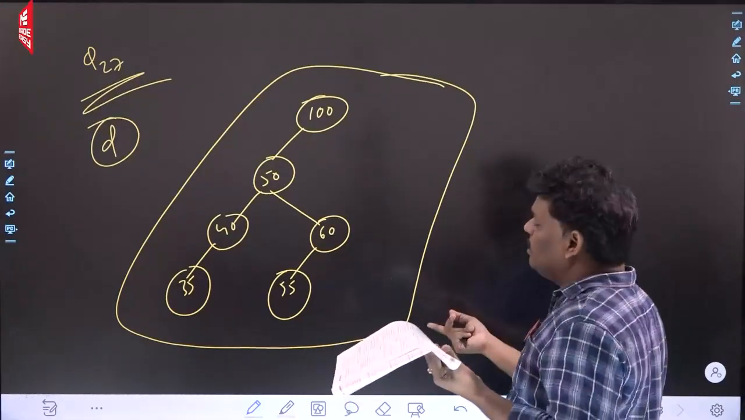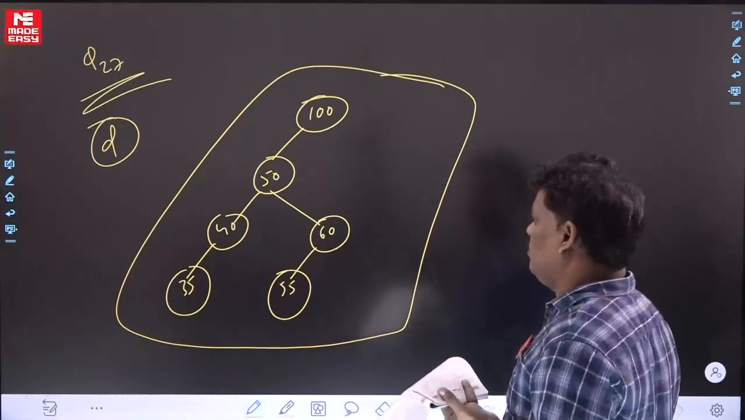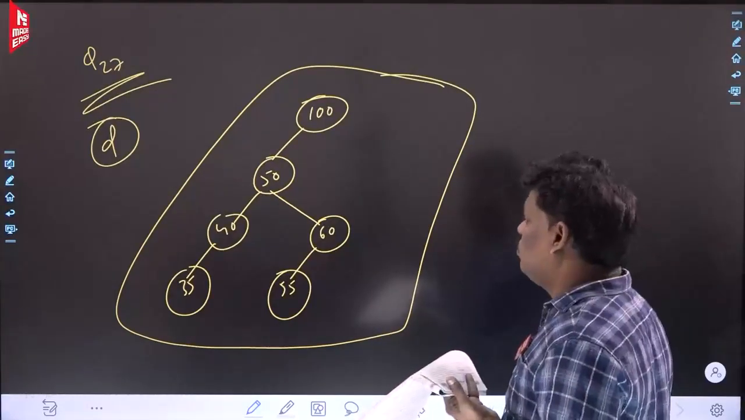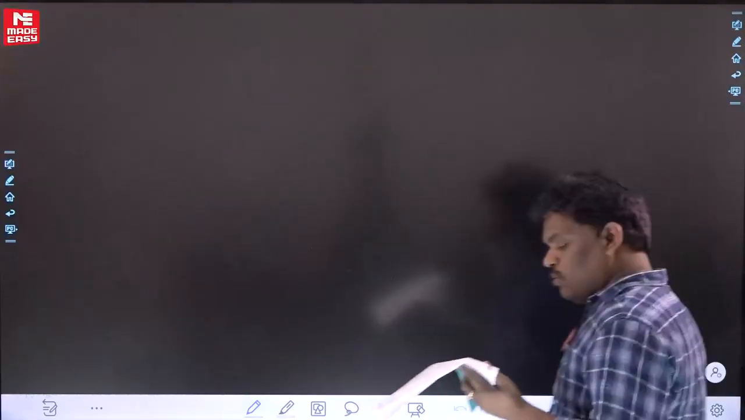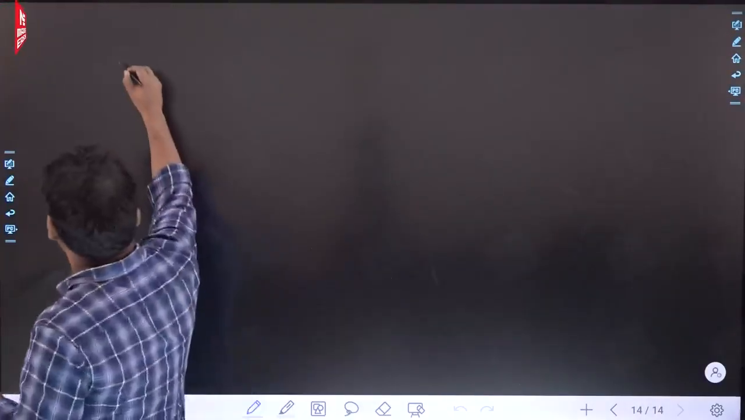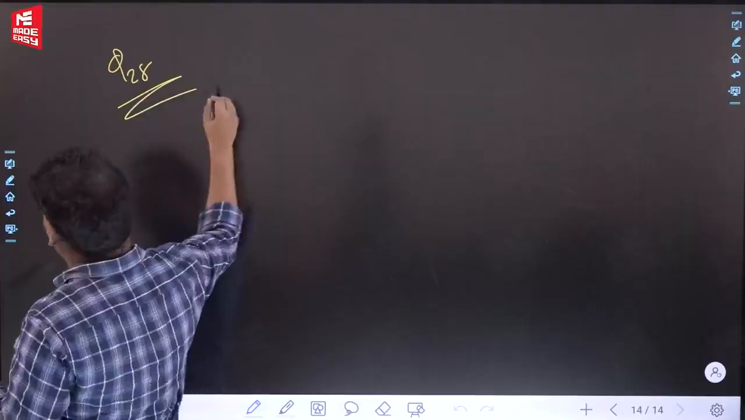How to draw the tree? In order is given and post order is given. Post order will give the root, in order will give the left subtree and right subtree. Right. Go to question number 28.